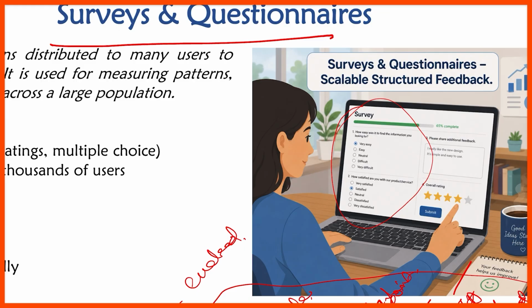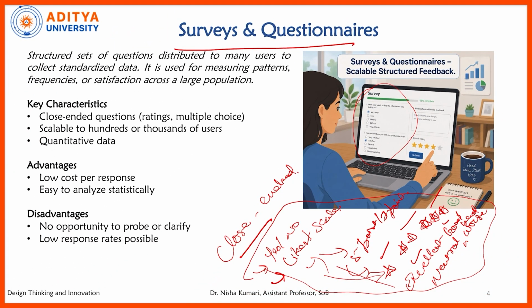So we choose satisfied. Like this, in surveys and questionnaires, we get a set of close-ended questions. There is no place for the users to put their internal thoughts. They have to select the particular option given in the questionnaire.